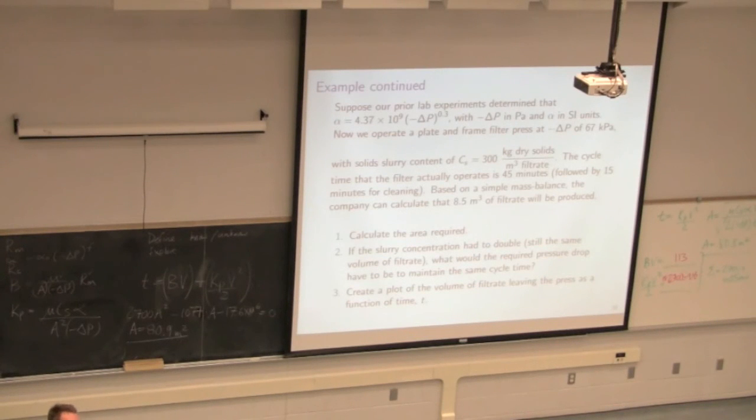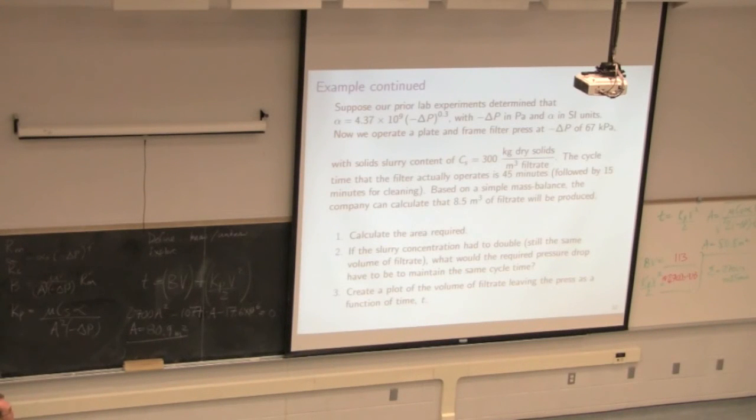So the first thing you do is, well, let's increase the rate of flow of solids to this filter press. The volume of the liquid coming through stays the same. You just want to increase the solid flow. So the slurry concentration doubles. You still want to operate in a 45-minute period. The area is now fixed at 80.8 because you bought this unit with those 80 frames.